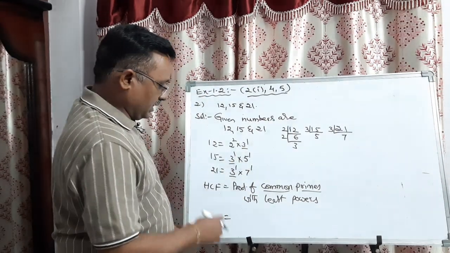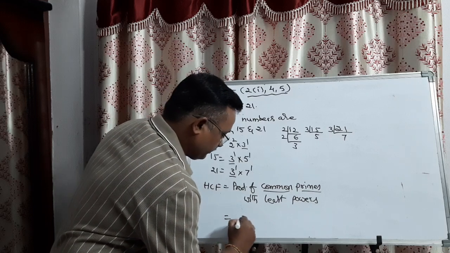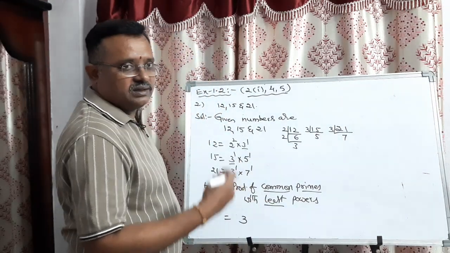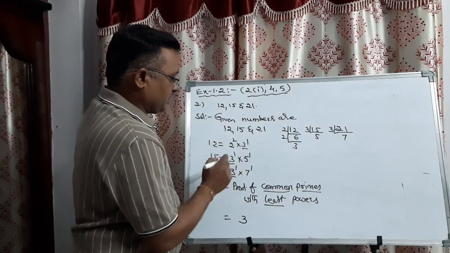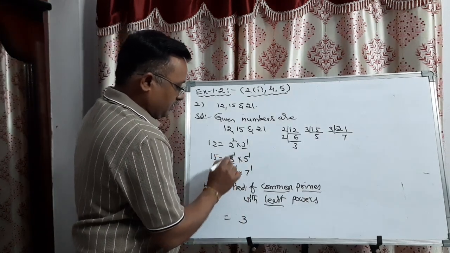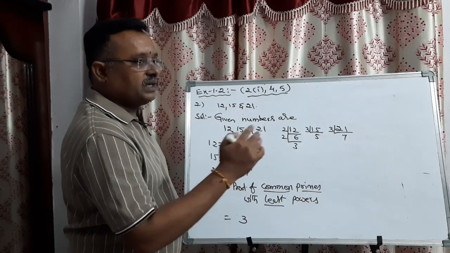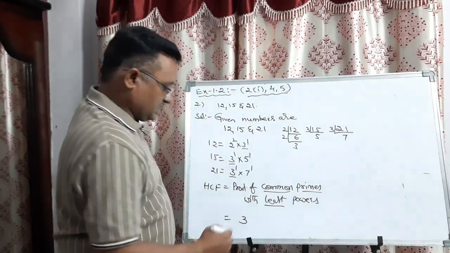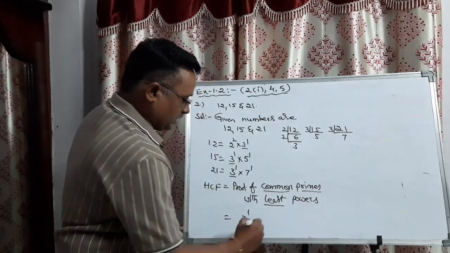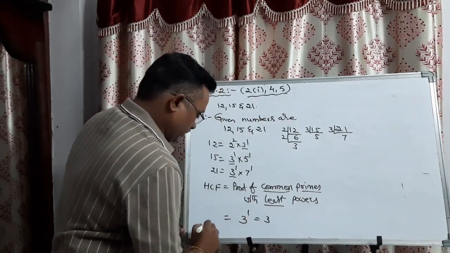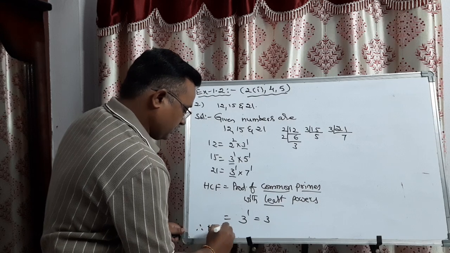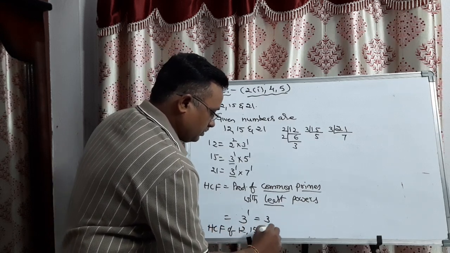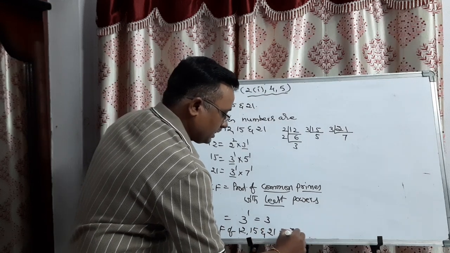Is that clear? Right. So now choose that common prime. But what is its power? It has to take the least power, that is 1. Here power 1, here power 1. Luckily all are the same. Even if they have different powers, choose the least power for the HCF case. So the least power is 1, that is equal to 3. Therefore, the conclusion: HCF of 12, 15 and 21 is equal to 3.